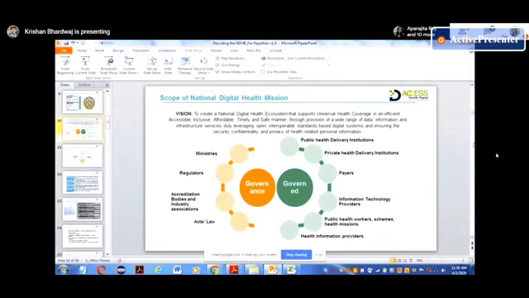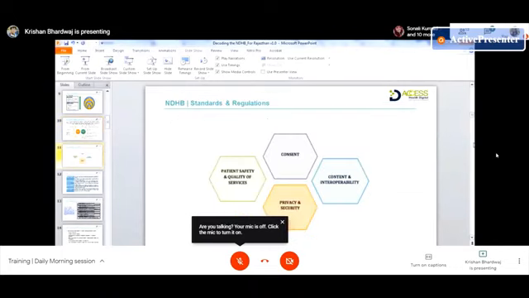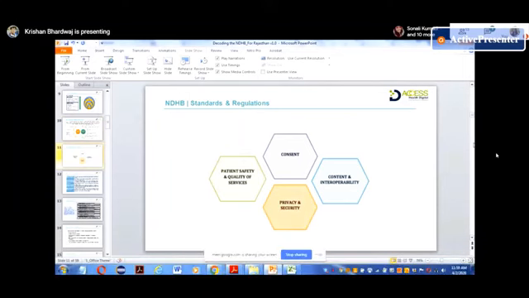So I think there should be, somewhere, a clearly defined relationship between the provider and the payer, which is completely missing in the NDHB. A financial lever is a very, very important aspect in the overall scenario, which they overlooked. Then information technology providers, public health, private health. So these are the different standard things. So I will highlight it more.